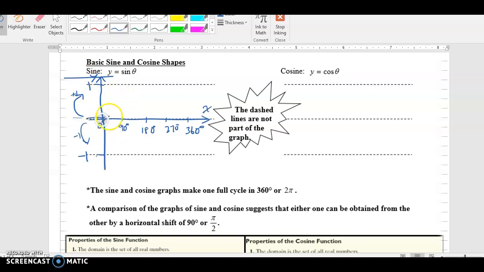So at 0, sine is 0, and at 90 degrees, it was 1. At 180, it has come down again, and at 270, it came to -1. And at 360, it's back to where it started. So we're going to try to draw, on this computer, a nice smooth curve, and it's going to be up here.